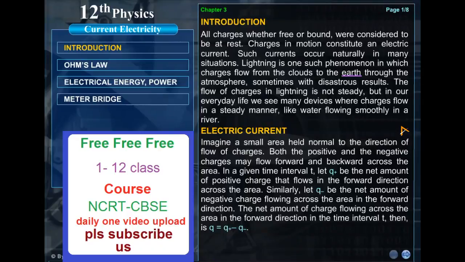disastrous results. The flow of charges in lightning is not steady, but in our everyday life we see many devices where charges flow in a steady manner, like water flowing smoothly in a river.